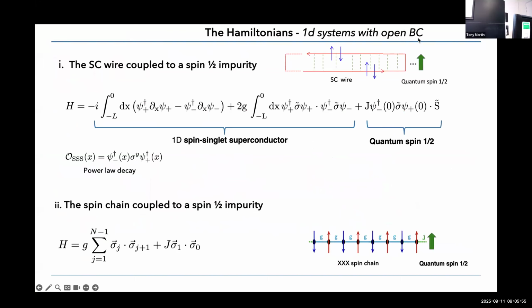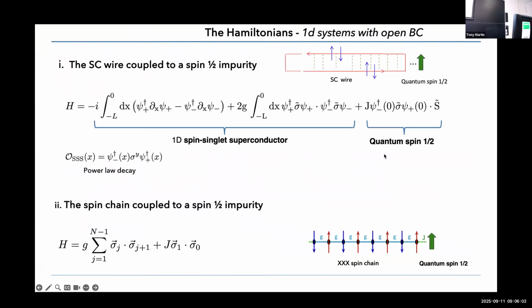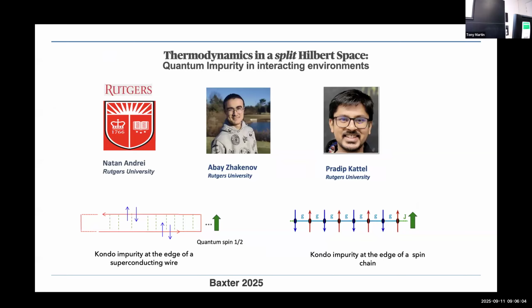This is Natan Andrei. Thermodynamics in a split Hilbert space: quantum impurity in an interacting one-dimensional system.